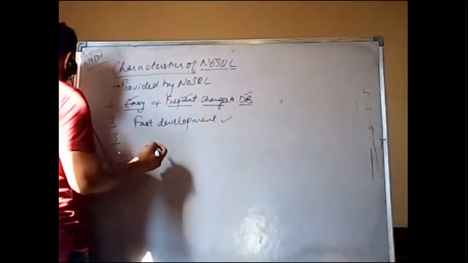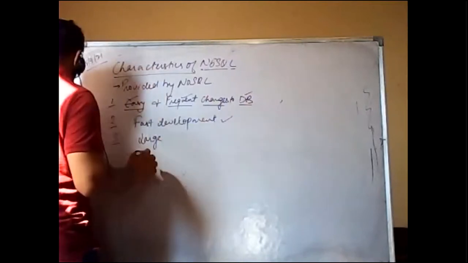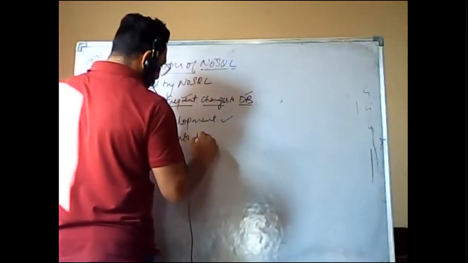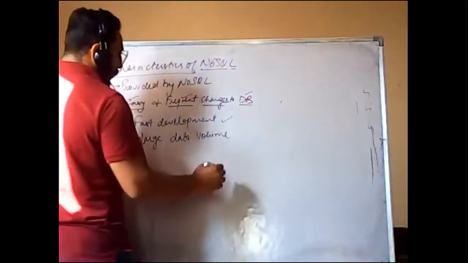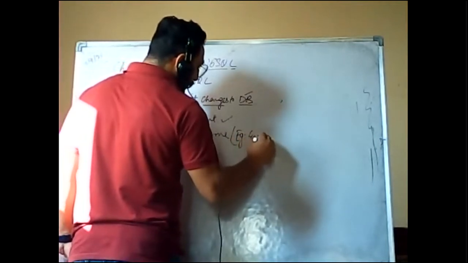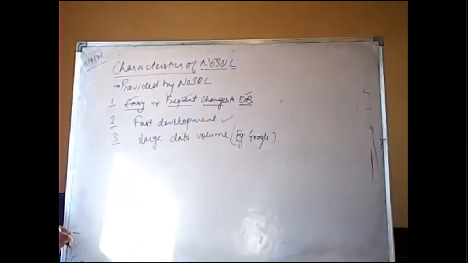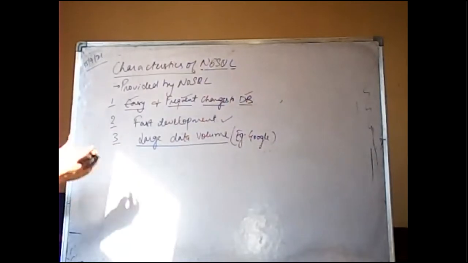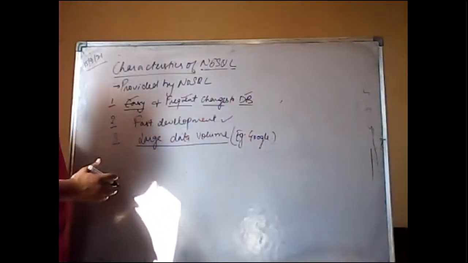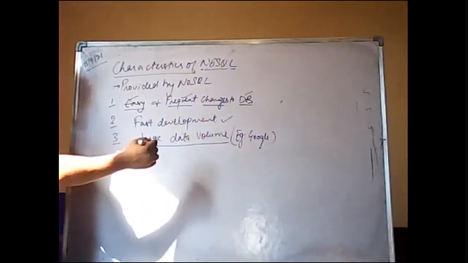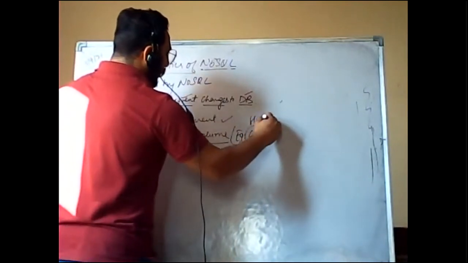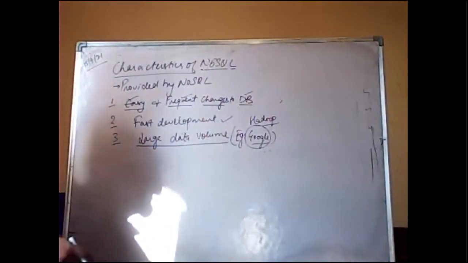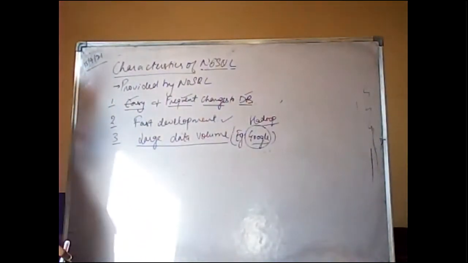Third characteristic is that large data volume can be handled. Example is Google. With the concept of NoSQL, we can handle a large amount of data. In current days, Google is producing a huge amount of data, and that data is stored, retrieved, and also analyzed by the Google system. And this system is using the concept of Hadoop. All the ecosystems are there in the Google environment.